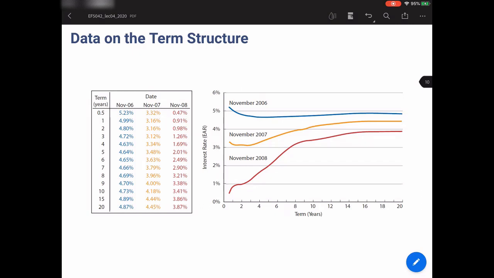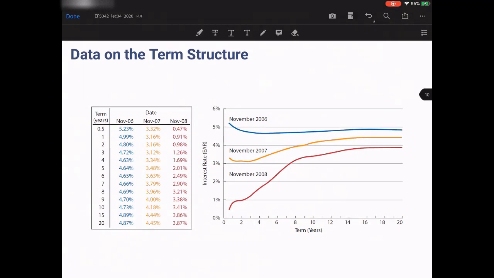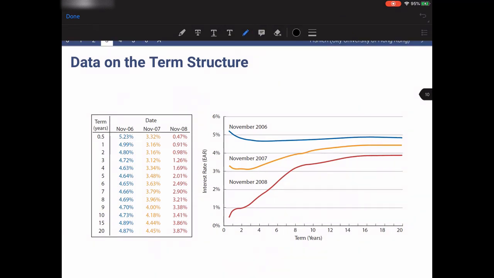Each of these lines, their corresponding points are listed in the table on the left-hand side. So in the first column, 0.5, 1, 2, and so forth indicate the investment horizon for the interest rates. 5.23% is in per annum terms. 1 year out of 4.99 means that if I invested in this interest rate for 1 year, I would get around 5% back. This is in November 2006.